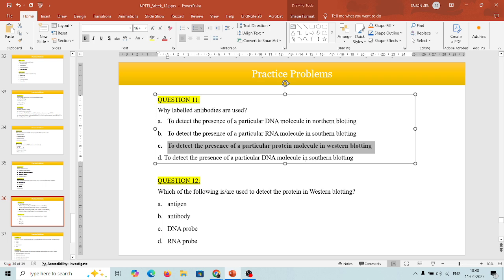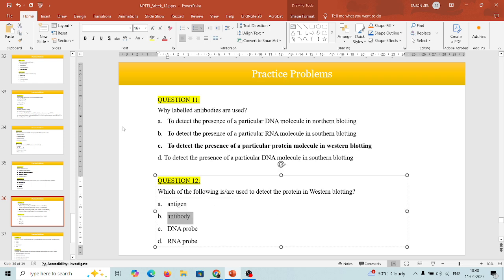Which of the following is or are used to detect the protein in western blotting? So antigen, antibody, DNA or RNA probe. So antibody is the correct answer.